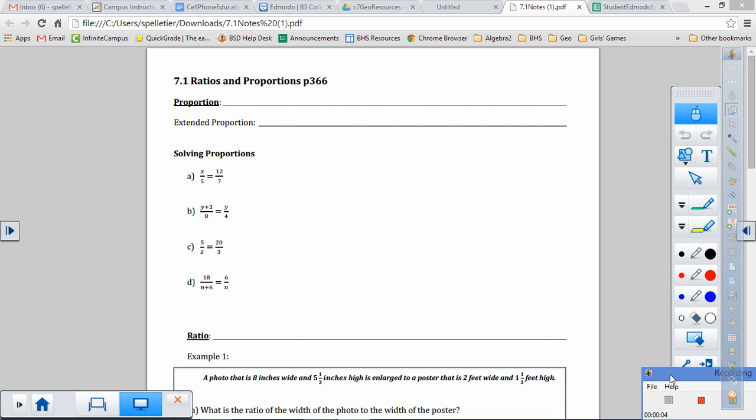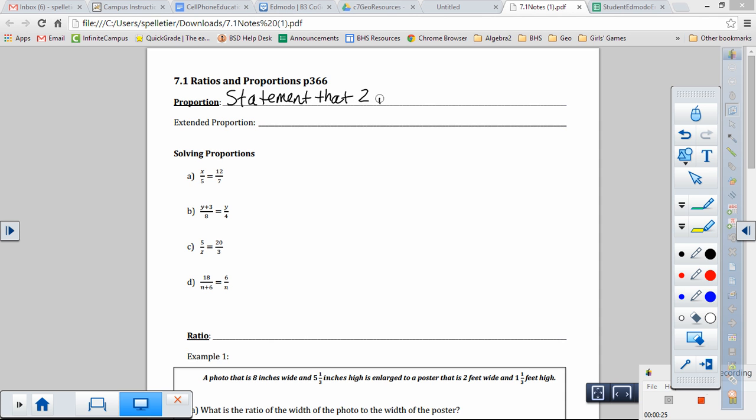All right, here are your notes for ratios and proportions. We're going to start off by defining a proportion, which is a statement that two ratios are equal. A ratio is like two fractions, basically, set equal to each other. This is what we call a proportion.